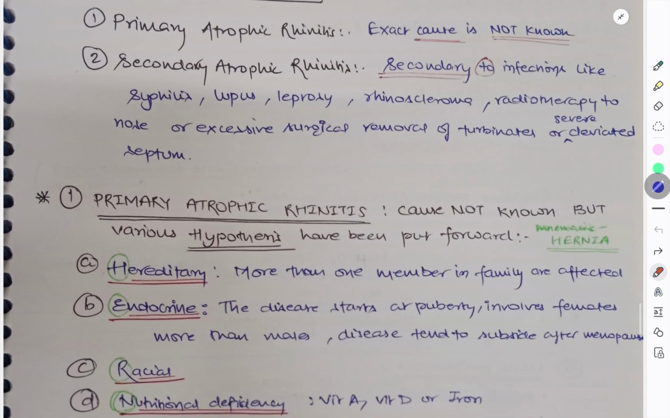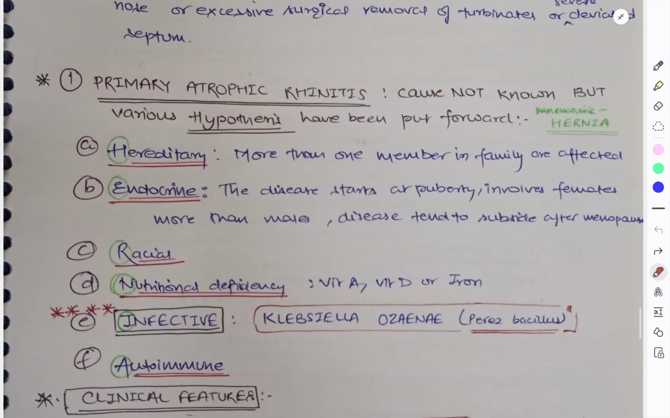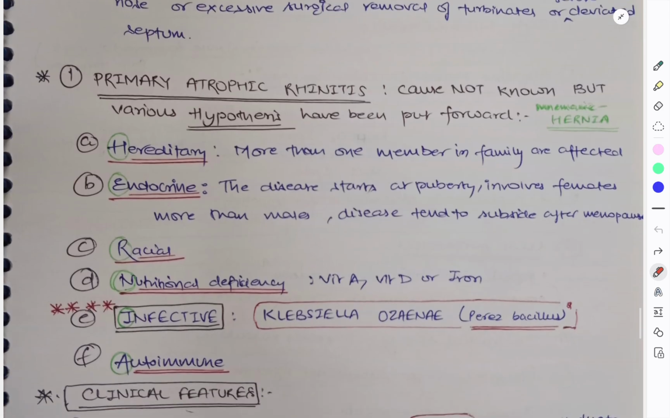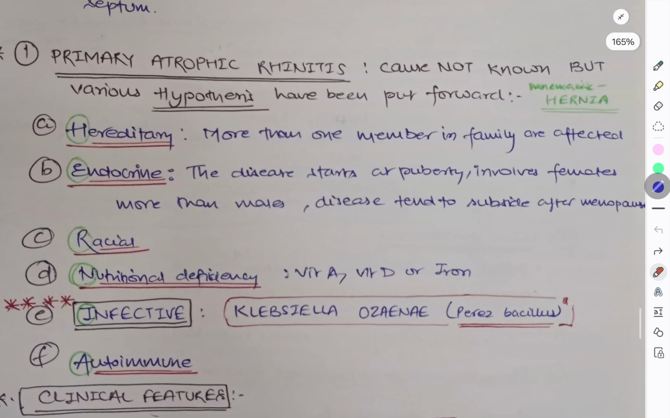Coming to the causes of primary atrophic rhinitis, the cause is not known, but various hypotheses have been put forward. Here we can learn it with the mnemonic HERNIA. H stands for hereditary, so if more than one member in the family is affected, we can think of primary atrophic rhinitis. E stands for endocrine. The disease starts at puberty, involves females more than males, and tends to subside after menopause.